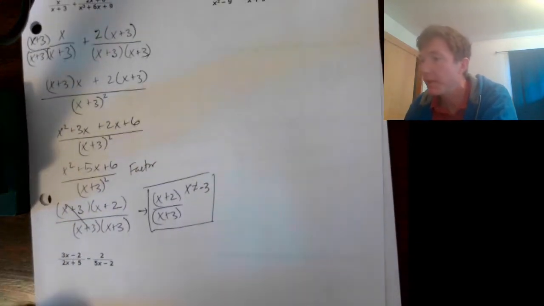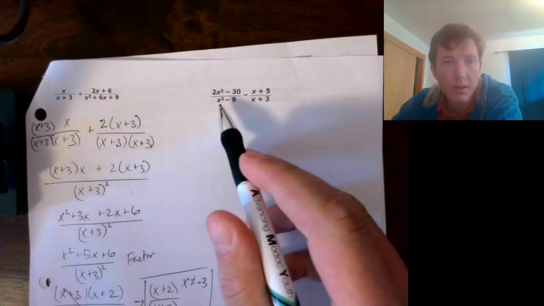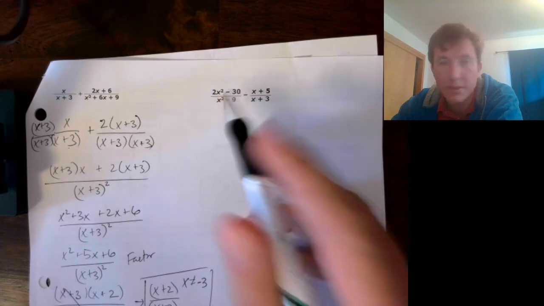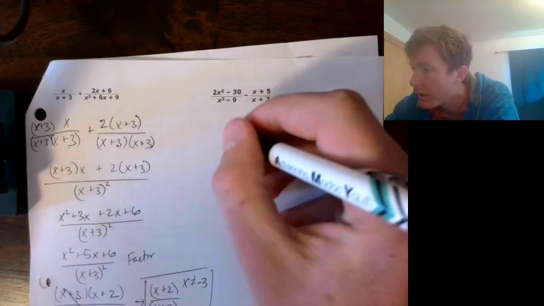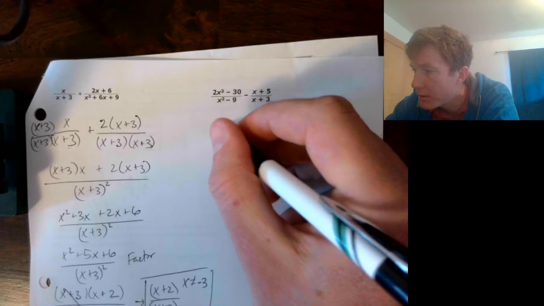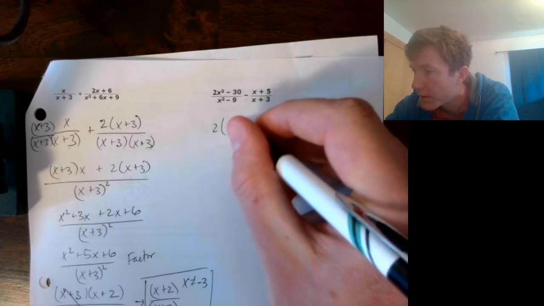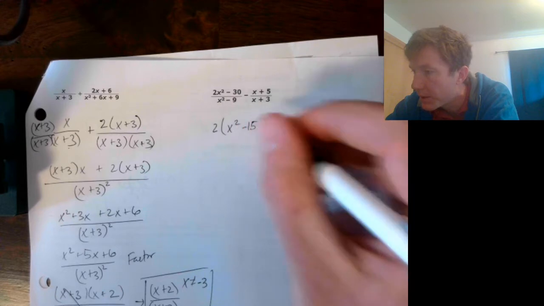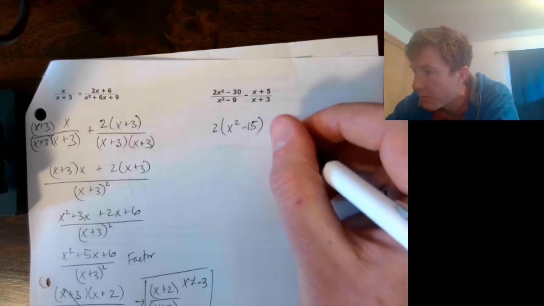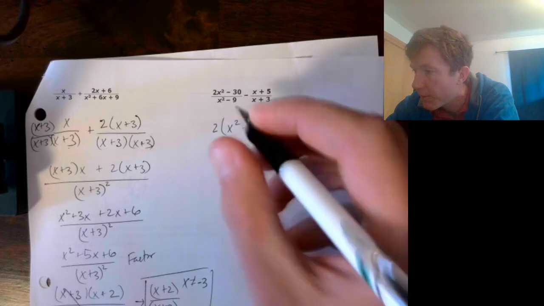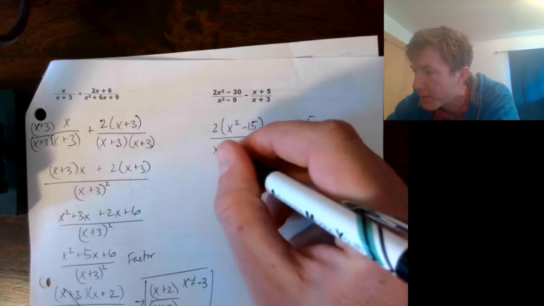Alright, moving on to the next one. Alright, so first thing is, looks like I'll factor out a 2 here on top. This would be 2 times x squared minus 15 minus x plus 5. This is a difference of 2 squares.